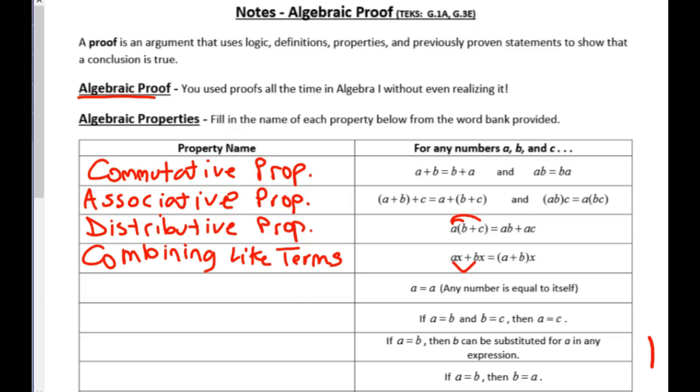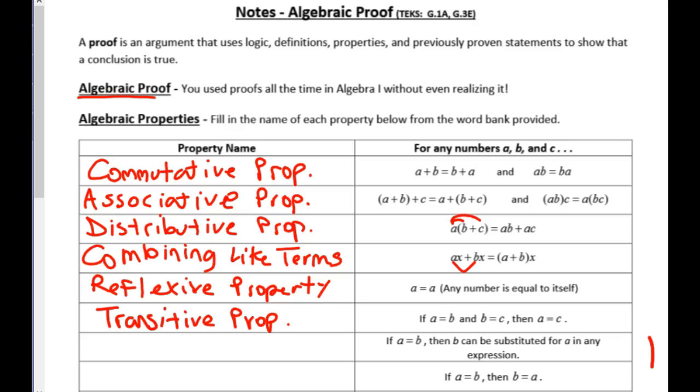All right, next one. Now this is kind of weird. Any number is equal to itself. That seems very obvious, like 2 equals 2, 3 equals 3, right? There's a property for that. It's called the reflexive property. We actually do use it sometimes in proofs. The next one, if A equals B and B equals C, that means A equals C. You can kind of hop over the middle guy. A equals B, B equals C, from the first to the last, A equals C. That's called the transitive property. Okay?